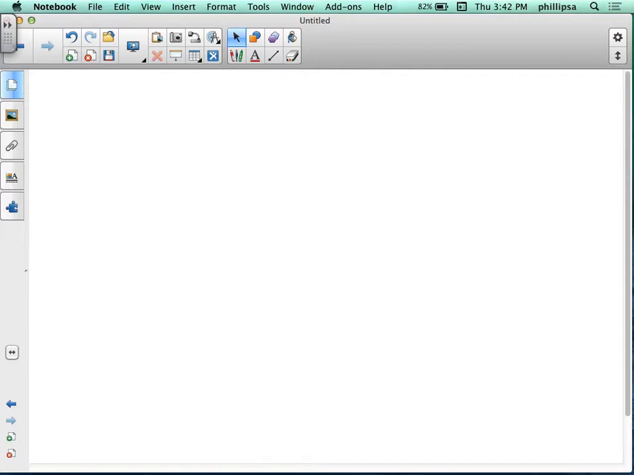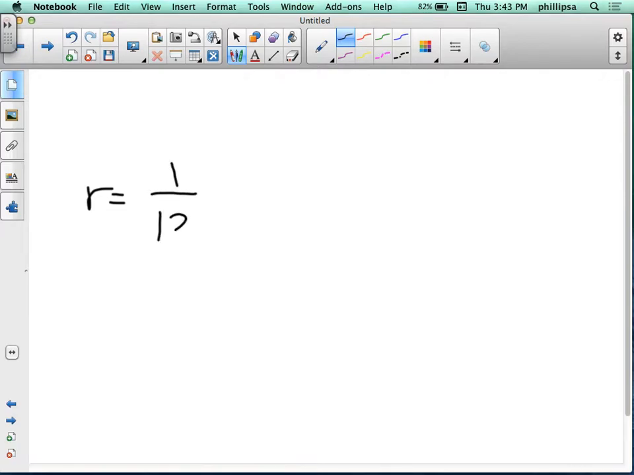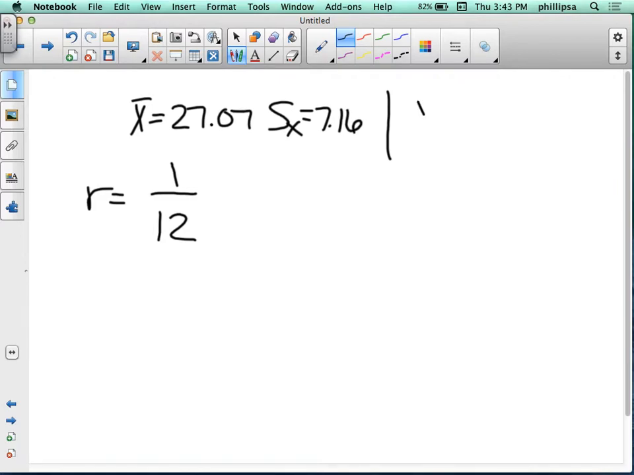So the first team was Alabama, right? I'm going to start off with 1 over my 12, I have 12 numbers here, okay? I put everything into my calculator. I got a mean of 27.07 and a standard deviation of 7.16 for my points per game. And for my wins, I got a mean of 8.08 and a standard deviation of 3.34.